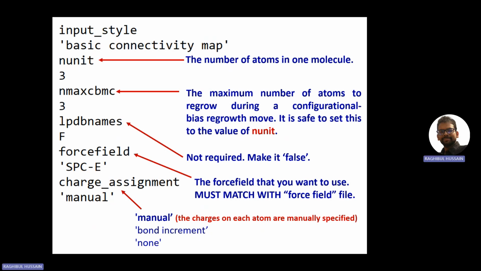Then the second is n_max_CBMC. Again, it will be using CBMC right now, so keep this equal to this. N_max_CBMC is 3. This is not required. PDB names is false. This is not required, so false. This is the name of the force field. The name is SPC-E. We will see what SPC is.